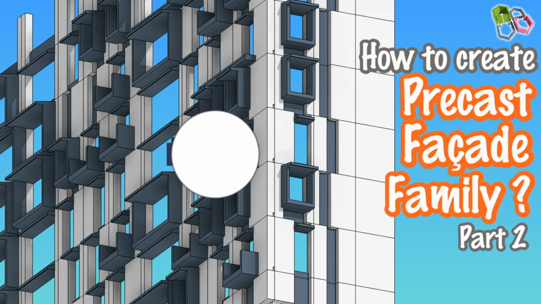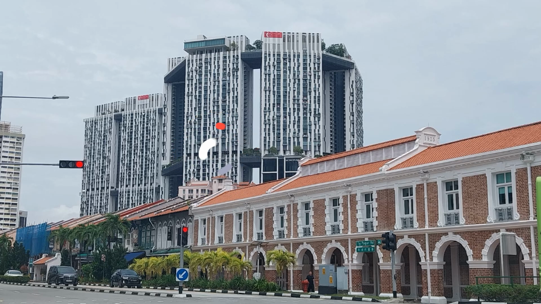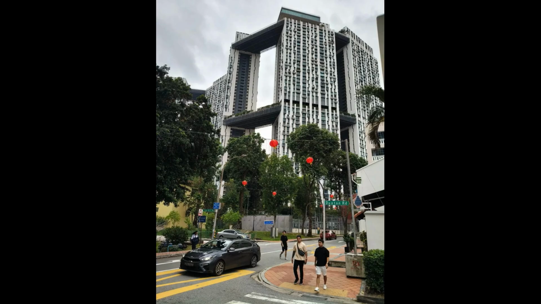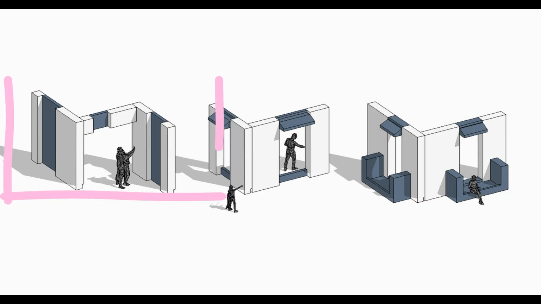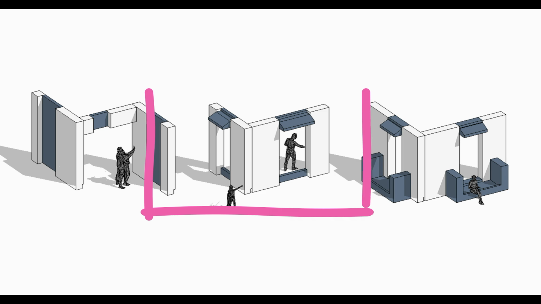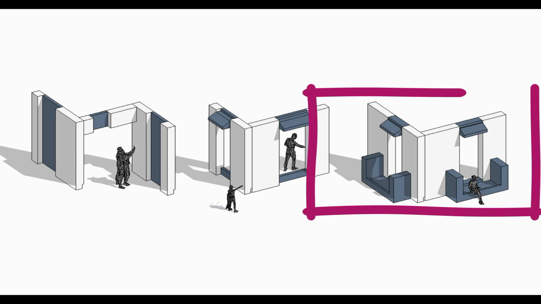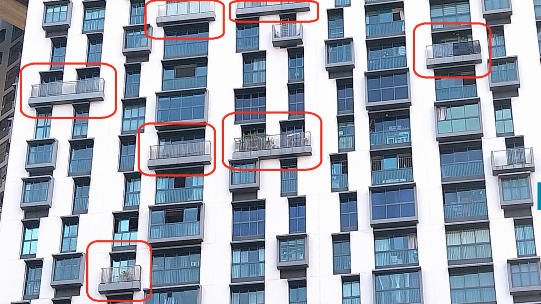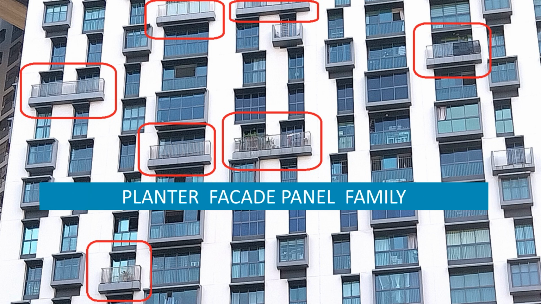This is OOO. We're creating various facade panel families and modeling of the 50-story tallest residential public housing, the Pinnacle at Duxton, Singapore. In part 1, we modeled 3 types of precast facade panel families: the solid panel family, the recessed panel family, and the balcony panel family. Today, we're continuing from part 1.